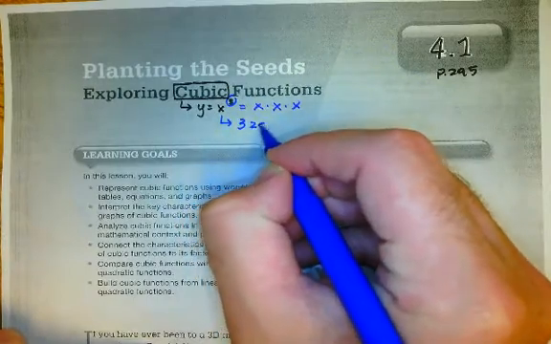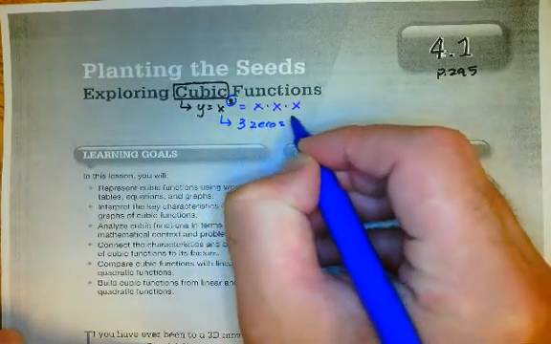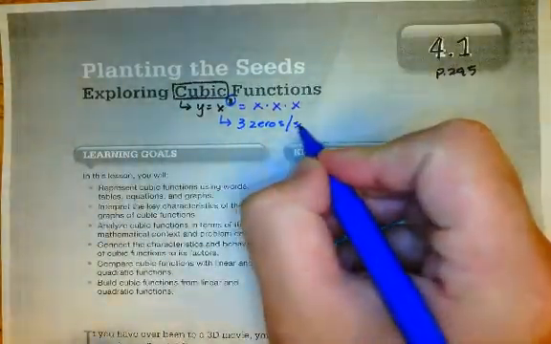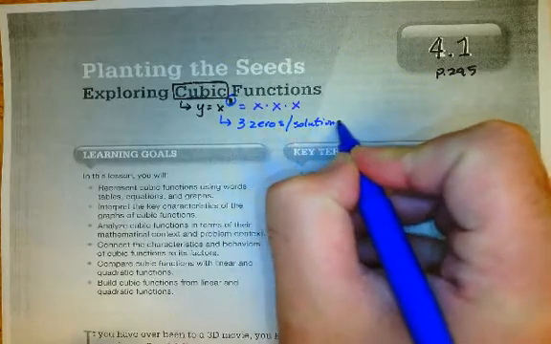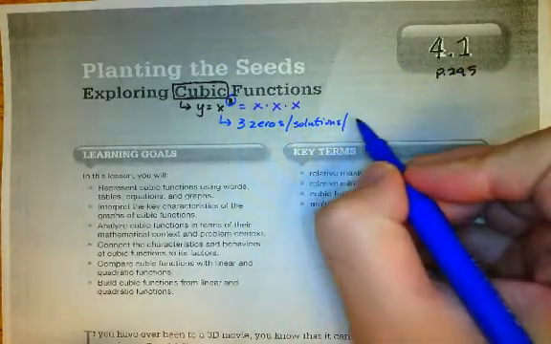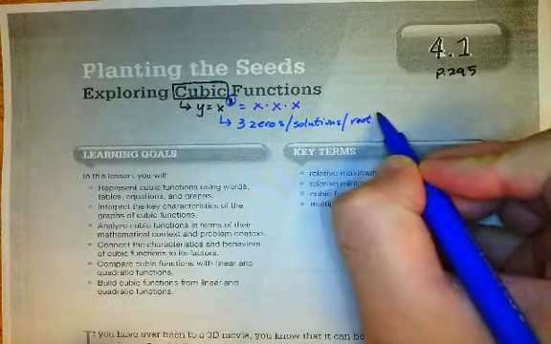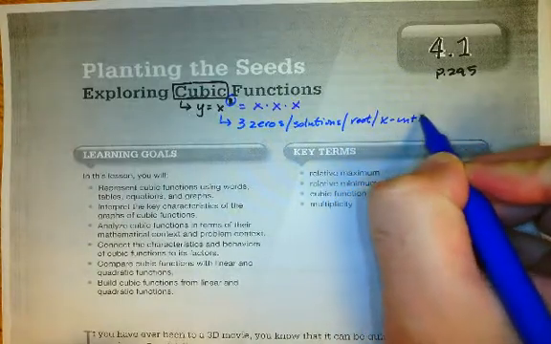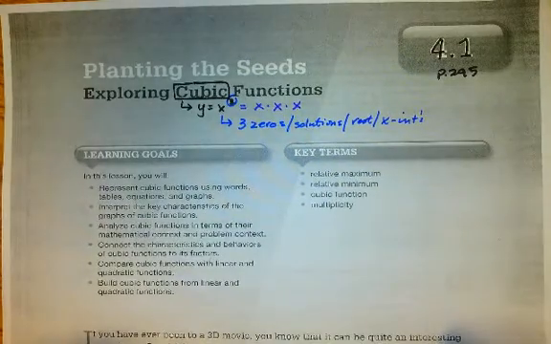It's also important to note because that right there tells us that there are 3 zeros. And hopefully you know by now that zeros means a couple of things. It means there are 3 solutions to a problem. It also means that there are 3 roots, and it also means that there are 3 x-intercepts. All of those are very important for cubic functions.